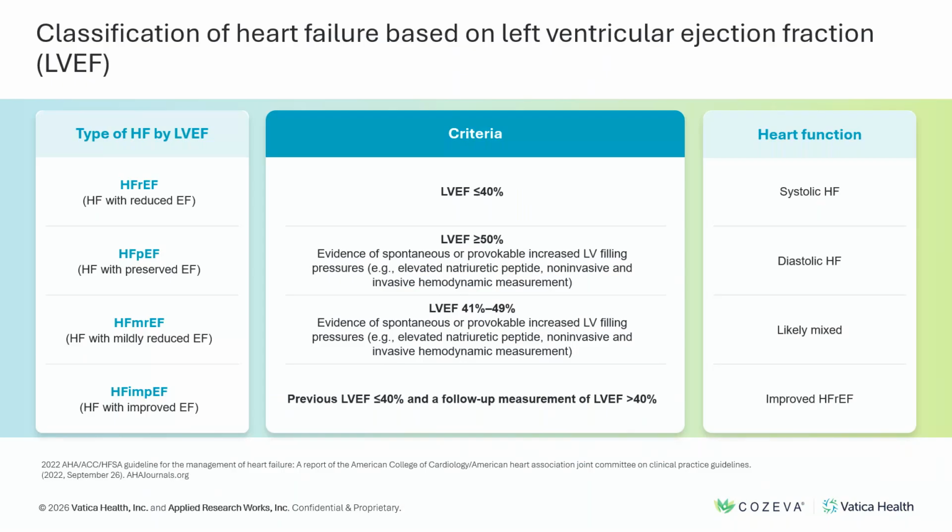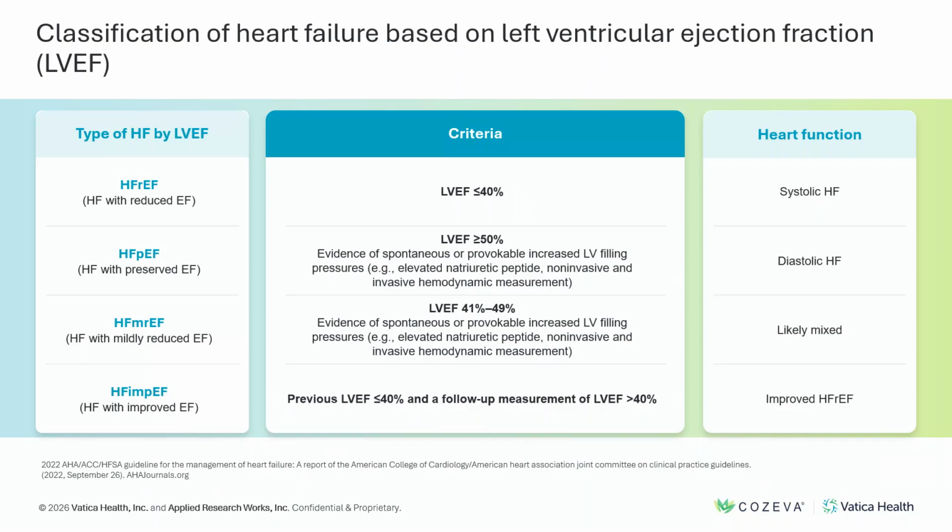And this is called heart failure with preserved ejection fraction, or HFpEF, and is defined as an LVEF of 50% or greater. Now, between these two groups is heart failure with a mildly reduced ejection fraction. And these patients have an LVEF between 41% and 49%, and they often share characteristics of both HFrEF and HFpEF.